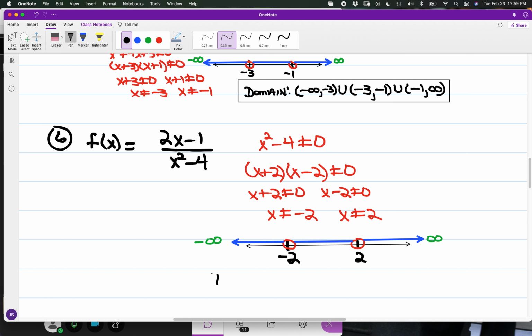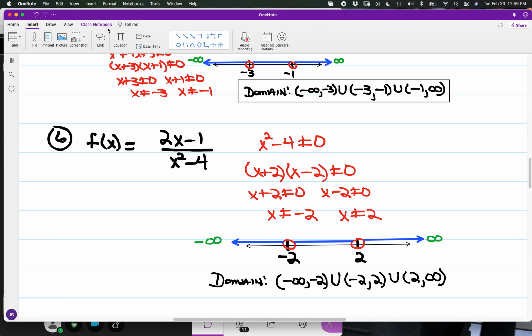For number 6, with the domain, starting from the lower end, we go from negative infinity approaching negative 2, then going past negative 2 and approaching but not including 2, and having bypassed 2, for the rest of the set we have those values of x greater than 2. So like number 5, number 6 has a domain consisting of 3 subinterval sections.